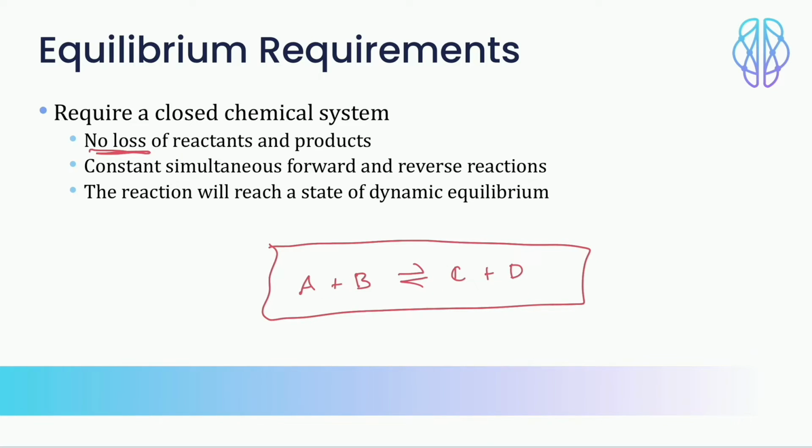And so the second requirement is we have constant simultaneous forward and reverse reactions. And what I mean by constant simultaneous is we may be having forward reactions taking place, so that A plus B to C plus D, we have forward reactions taking place, but at the same time we have the reverse happening. So we have C plus D going to form our reactants. And this is what we call, or start to think about, when we think of a state of dynamic equilibrium, which is what our reaction will reach.